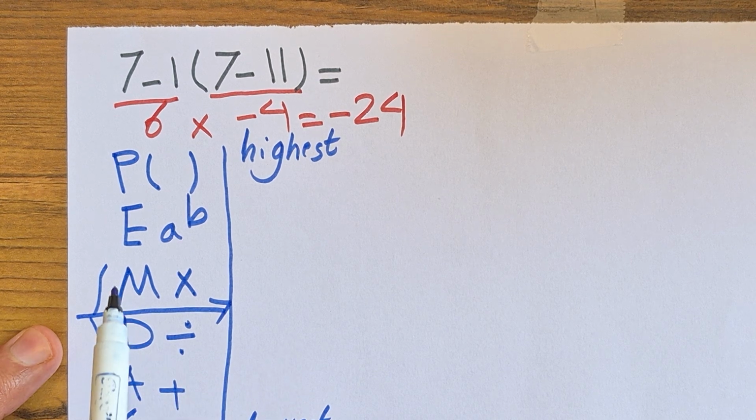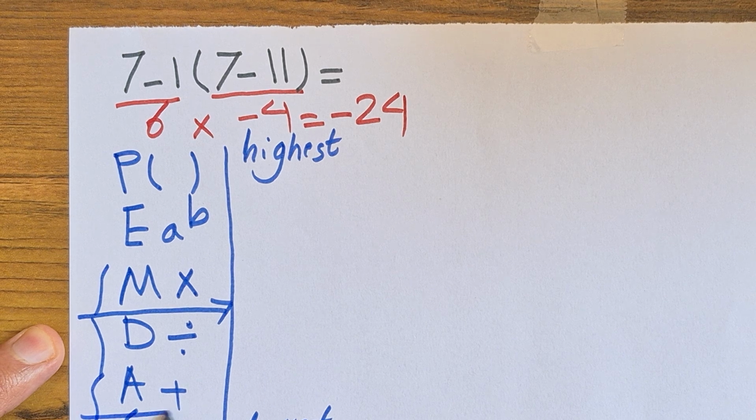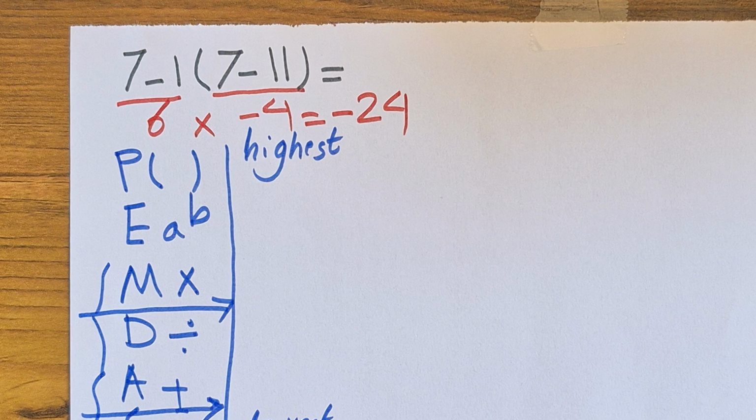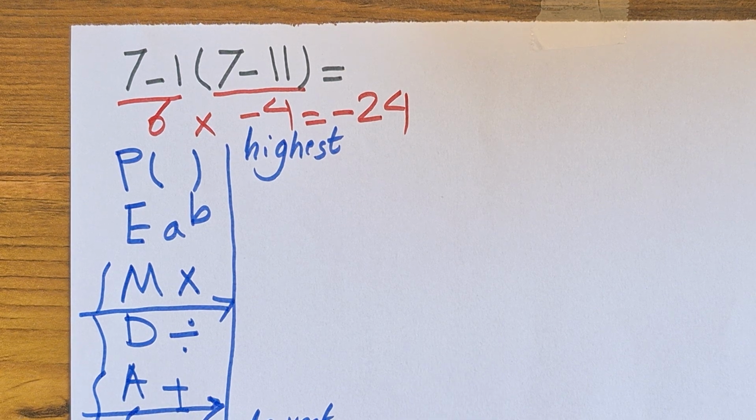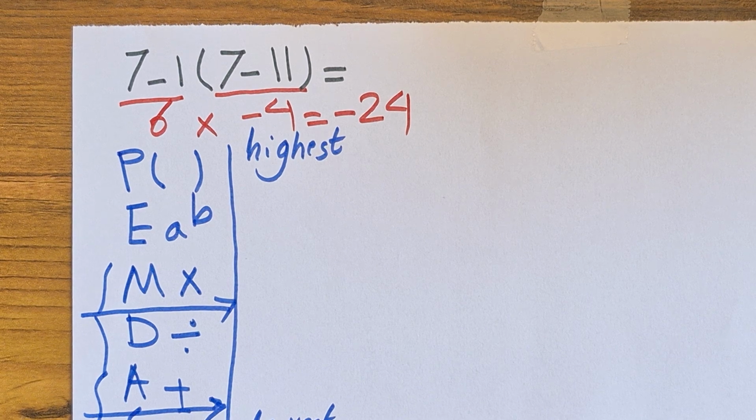So pay attention. MD or DM doesn't matter. AS or SA doesn't matter. Go from left to right. So this is an internationally accepted convention. So it guides us to have one unified answer.